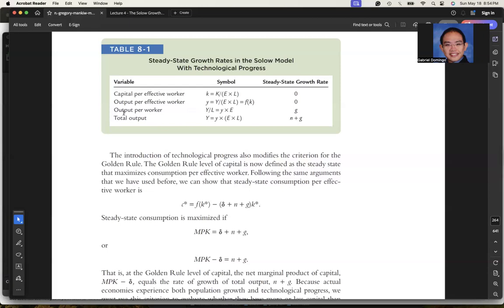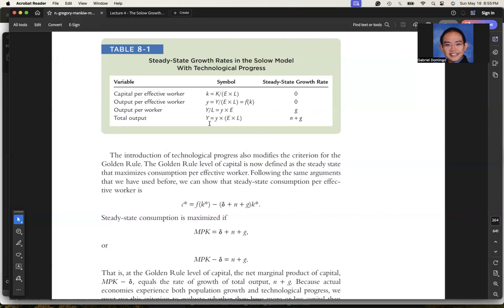But here's the interesting part. The output per worker, which is just Y over L, not Y over EL, but Y over L, is growing at rate small y times E. Now, small y is growing at rate 0, like we said, but then E is always growing at rate g. Therefore, at the steady state, your output per worker continues to grow at a constant rate, which is g.